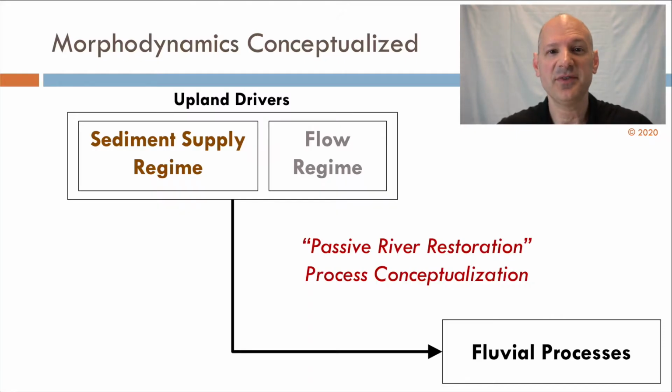Today, academia is very focused on the idea of passive restoration. That is, if you just get out of the way as much as you can, and then let the upland drivers of flow regime and sediment supply go to work, they can then propagate through a watershed and drive the fluvial processes to return the system to a more naturalized condition.